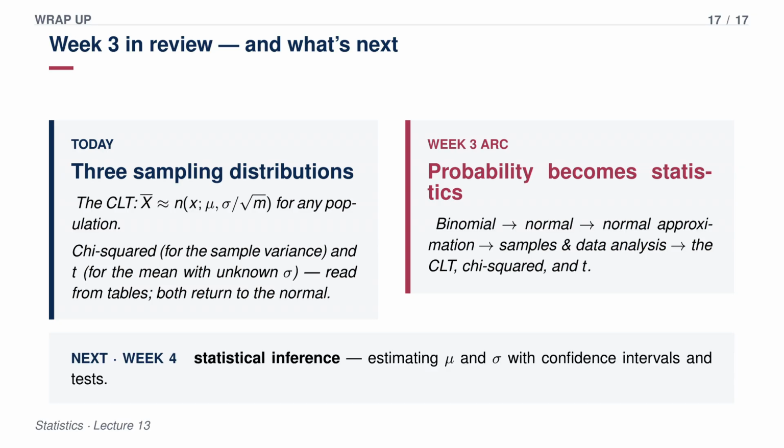And step back and look at the arc of the whole week. We went binomial, to normal, to the normal approximation, to samples and data analysis, and now to the CLT, chi-squared, and t. That's the moment probability quietly turned into statistics. We stopped asking, what will the data do, and started asking, what does the data tell us about the truth? And that question is all of next week.